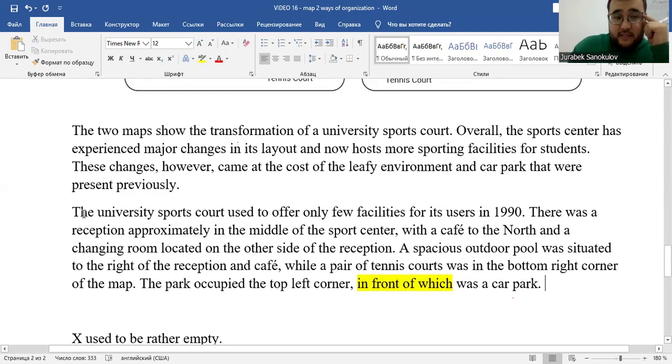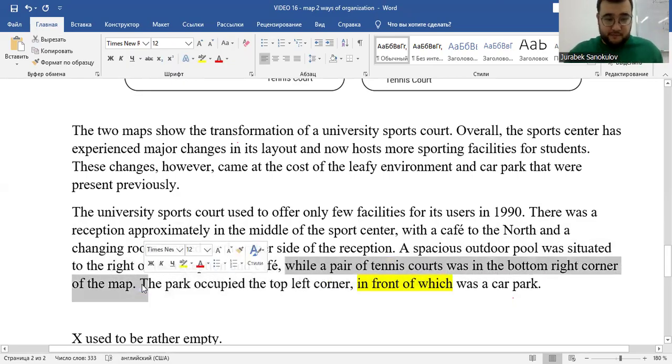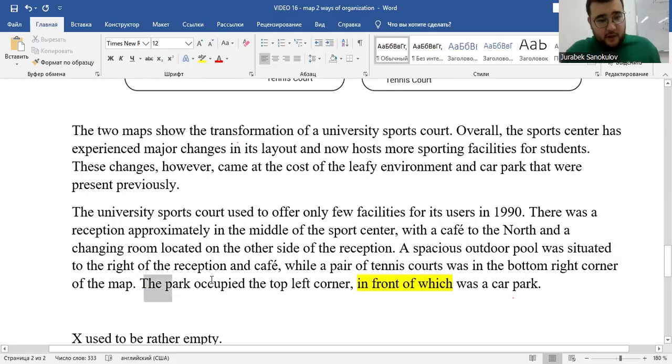The university sports court, let's read it one more time. The university sports court used to offer only few facilities for its users in 1990. There was a reception approximately in the middle of the center with a cafe to the north and a changing room located on the other side of the reception. A spacious outdoor pool was situated to the right of the reception cafe, while a pair of tennis courts was in the bottom right corner of the map. Okay, the car park occupied the top left corner, in front of which was a car park.